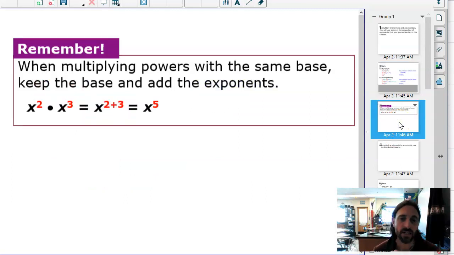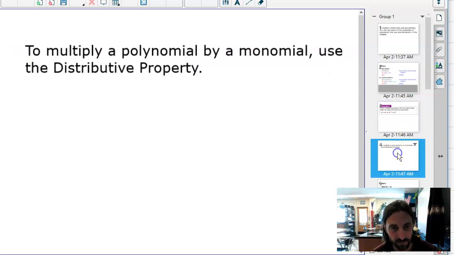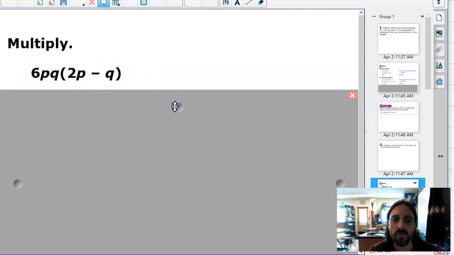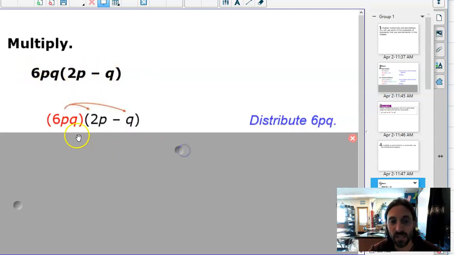And again, just that reminder, when multiplying powers with the same base, keep the base and add the exponents. Now, when you multiply a polynomial by a monomial, you use the distributive property. Well, what does that mean? What that really means here is when I've got 6pq times this binomial, it means I have to distribute the 6pq to both the 2p and the negative q.